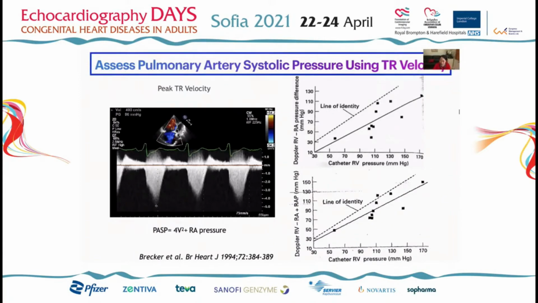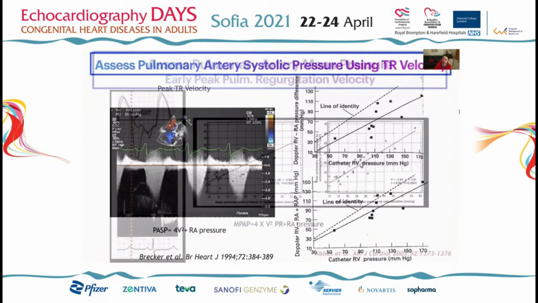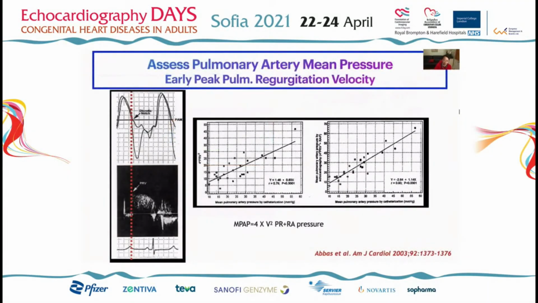So in order to avoid underestimation, we need to make sure we add appropriate right atrial pressure when we are calculating the RV-RA pressure gradient. Normally in severe pulmonary hypertension, we should add a minimum of 15 millimeters of mercury right atrial pressure. Then our underestimation should be avoided.